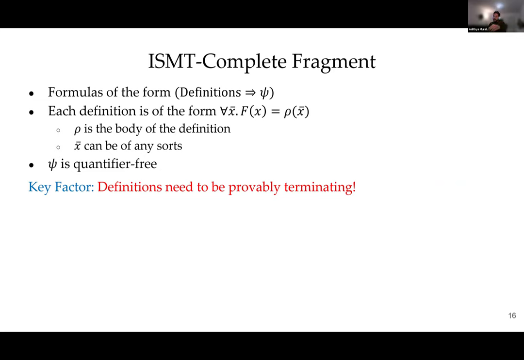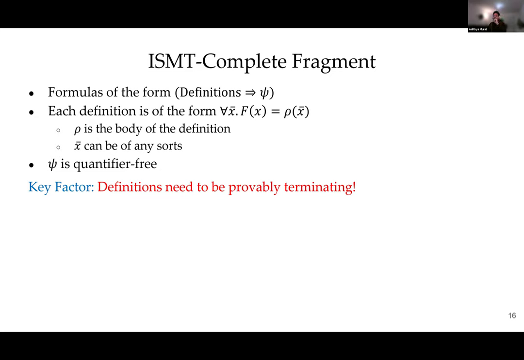So here we again have a very particular fragment for which ISMT is complete. So the general logic is not complete with respect to the thrifty instantiation scheme. We want, as before, formulas of the form definitions imply some quantifier-free property psi. So you want to check whether psi is valid under the given definitions. But for the definitions, we also have some very specific properties. Think of them as having the form for all x, f of x equals some rho of x, where f is the function you're defining and rho is the body of that definition. X can range over any set of sorts.